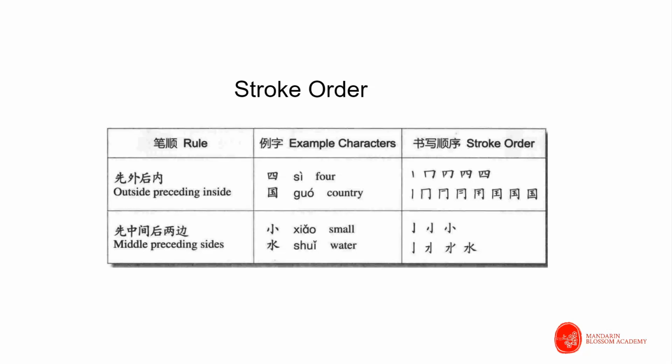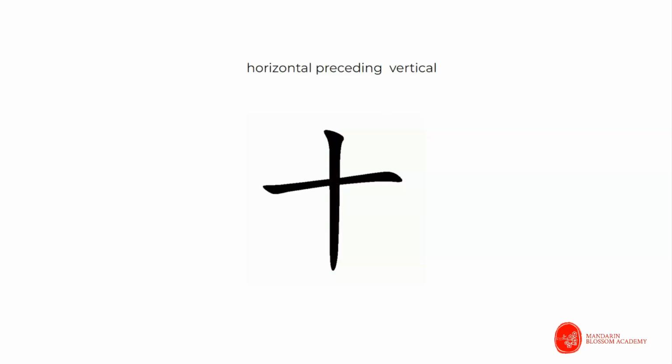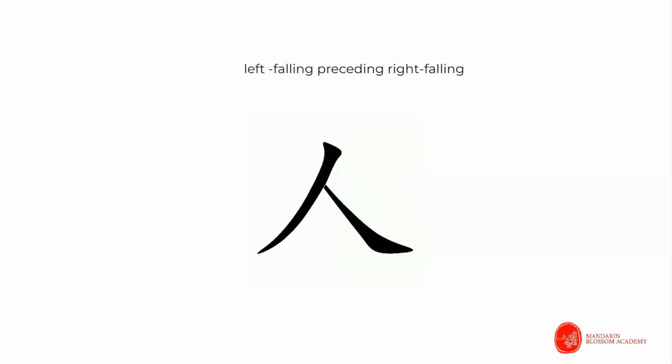And next, we'll review all the stroke orders we have learned by writing some Hanzi, Chinese characters. The first character. What does this character mean? It is 十. So we write horizontal line first, and then vertical line. Now you can trace it in the air or write it down. Our second character, what does it mean? It is 人, means person. So left falling and then right falling.